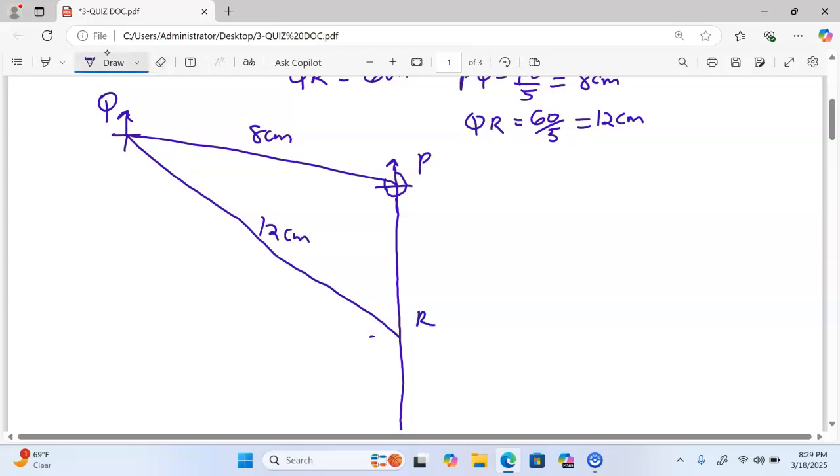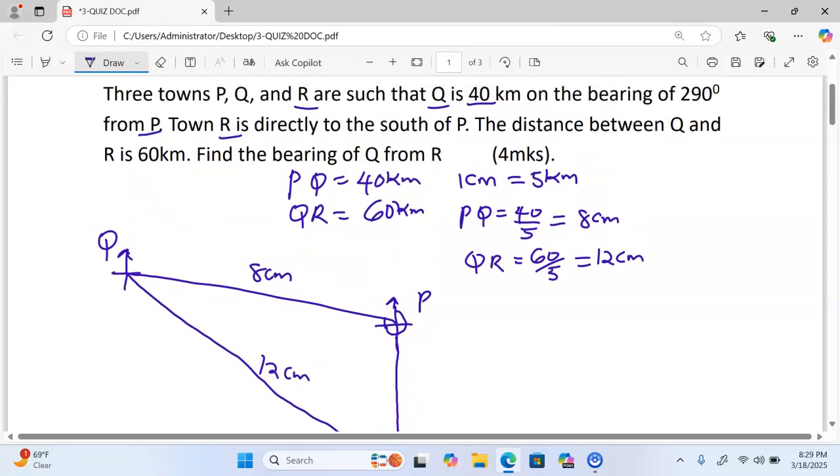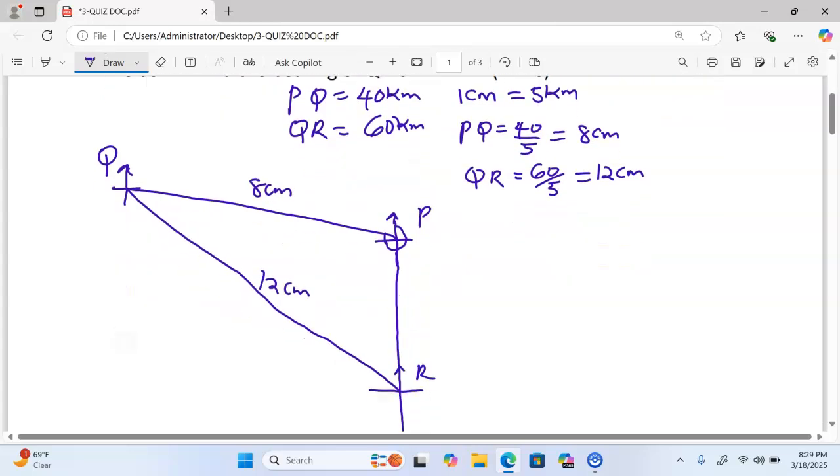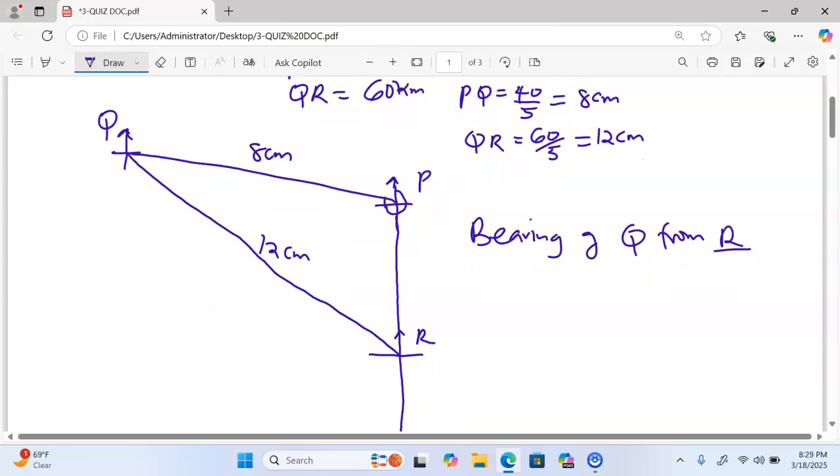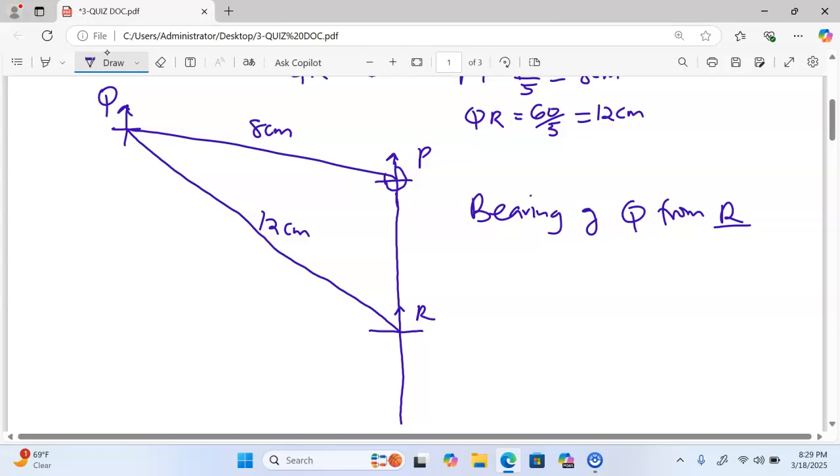So you can come and draw the compass direction here so that you can be able to determine the bearing. In this case now, find the bearing of Q from R. Bearing of Q from R. So we go to R and try to measure the angle, starting from the North Pole, we go all the way until we meet the line going to Q.